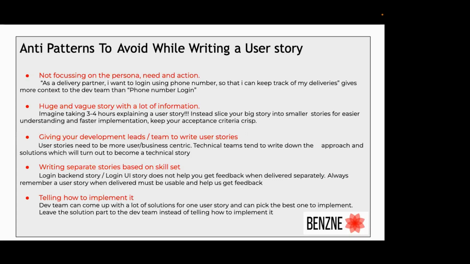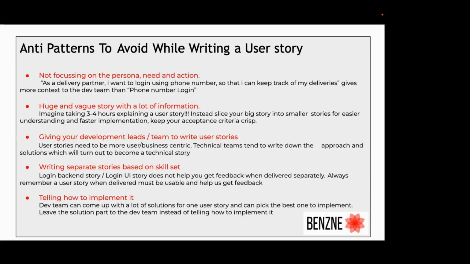The development team needs to understand what's the persona we're building the story for, and what's the need and what is the action. Of course, as a delivery partner, I want to log in using phone number so that I can keep track of my deliverables. Gives the development team more context than just saying phone number login, isn't it? So please do focus on providing the context with persona, need, and action in your user stories.